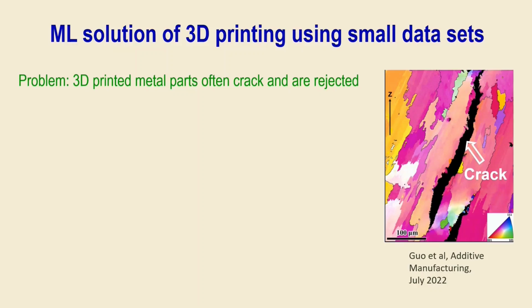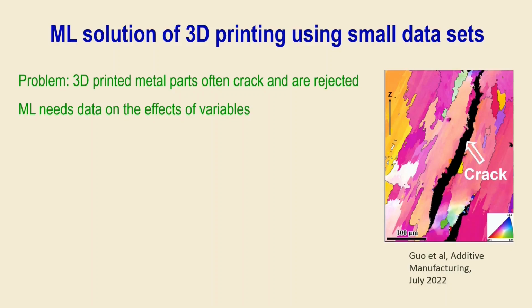3D printing, or additive manufacturing, is very widely used now to make metallic parts. But very often these parts develop cracks and the parts may be rejected because of that. How do we solve this problem using machine learning?